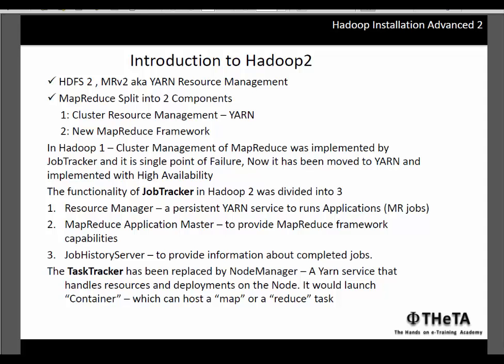So if anybody asks you, you have to go straight and tell that YARN is the latest implementation of Hadoop 2, and it provides MapReduce version 2 functionality, which is basically dividing the resource management and MapReduce logic into two different activities, and providing high availability on top of it, right?